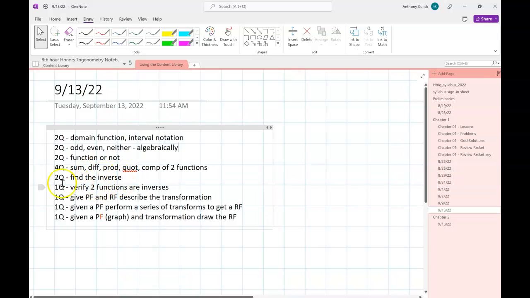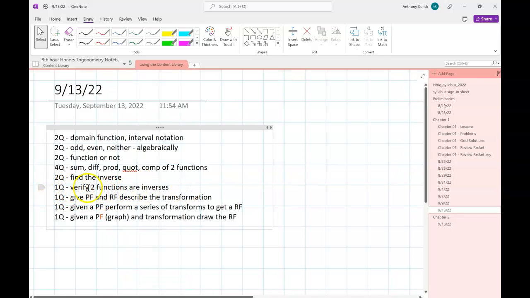Yeah. Two questions where I ask you to find the inverse. When I ask you to do that, I'll ask you to write your inverse in the same form as the function. So if you got a mapping diagram, your inverse should be a mapping diagram. If you got a graph, your inverse should be a graph. If you got an equation, your inverse should be an equation. Same directions as from the homework or whatever.